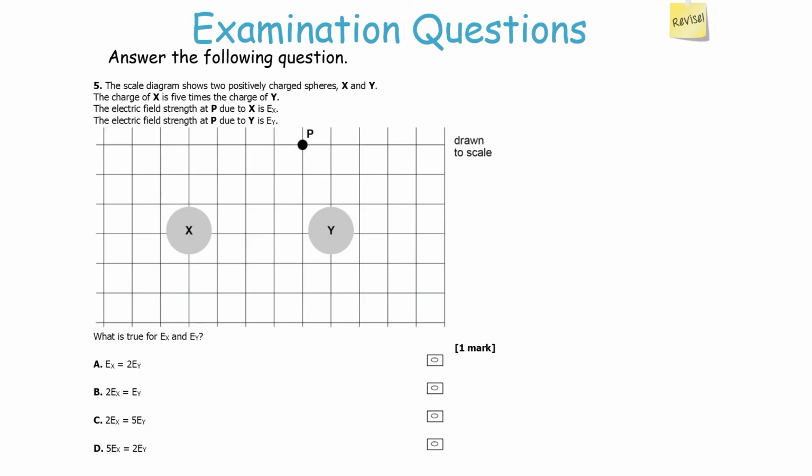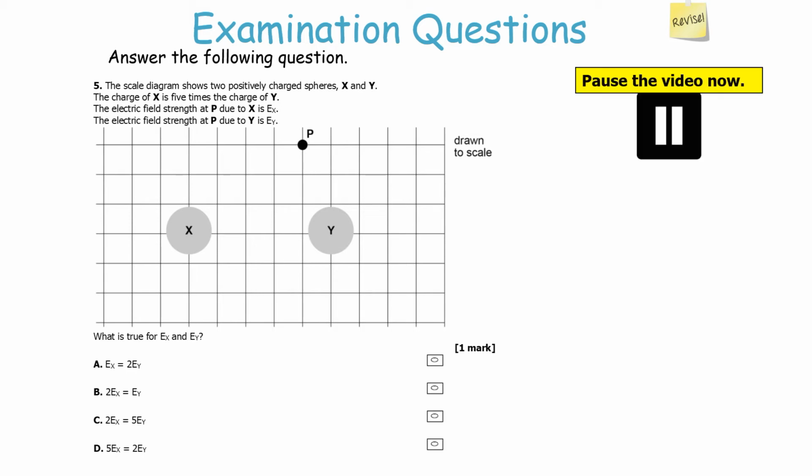Right, so next question. The scale diagram shows two positively charged spheres X and Y. The charge of X is 5 times the charge of Y. The electrical field strength at P due to X is EX, and the electrical field strength at P due to Y is EY. So what's true for EX and EY? So pause the video now, then unpause the video when you want to go through the answers.